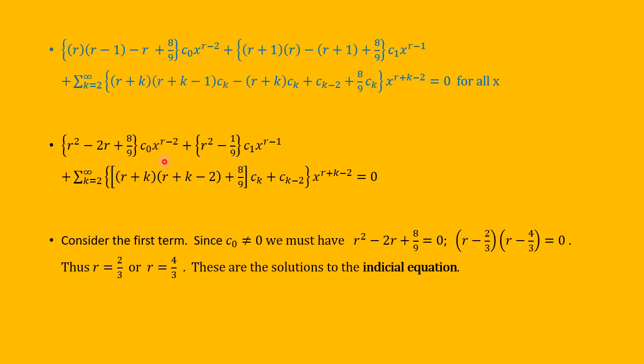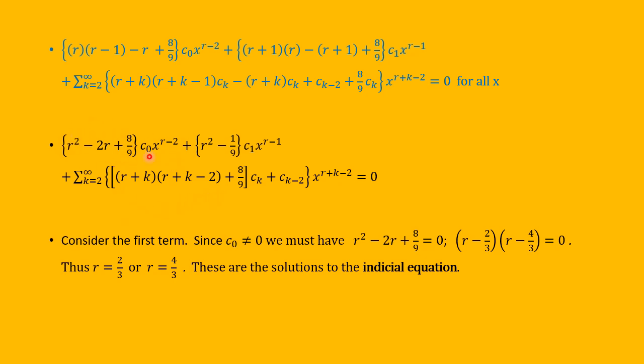We can do some algebra on that also and write this sum as the sum k equals 2 to infinity of the following stuff. All of them have the same exponent, x to the r plus k minus 2. We have this stuff times c sub k plus that c sub k minus 2, which is right here. So this stuff right here came from this times this plus this, all times c sub k.